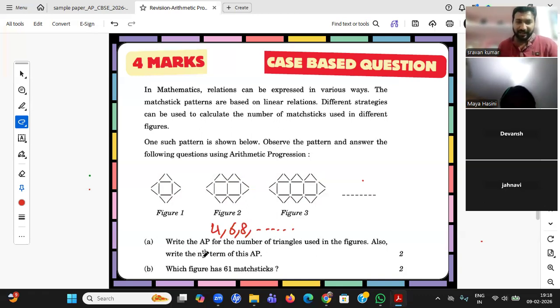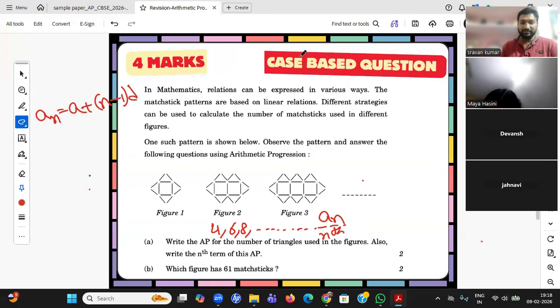Yes. Write the AP. So we have written this sequence. Also write the nth term. So student, he is asking the nth term, which we generally say a n. Can't you find a n? We have a direct formula. a n equal to a plus n minus 1 into d.